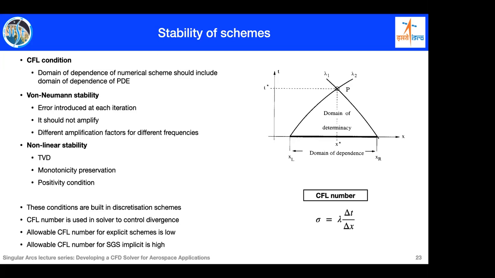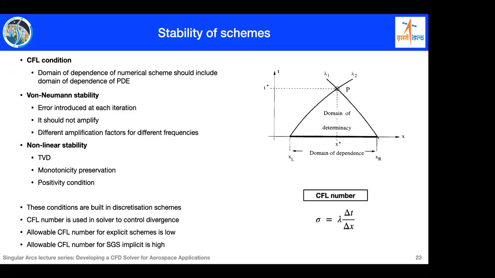Now, to analyze it in a different way, there is something called von Neumann stability, in which the error after each iteration is analyzed, whether that error gets amplified or dissipates. For that, you take a Fourier transform and then do the analysis, from which we can find out if error of a particular frequency will amplify or damp, and that varies with frequency. This is another type of analysis which can be done for these schemes.